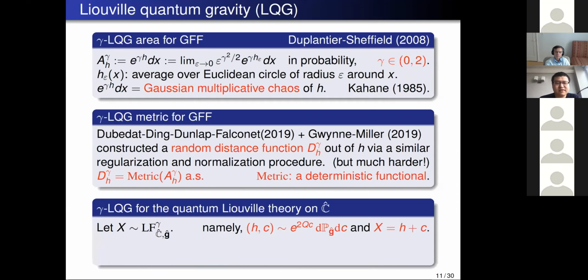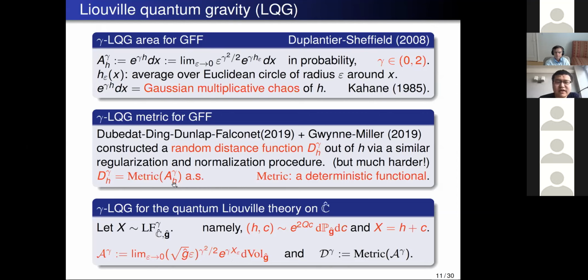Okay, so now let me define the Liouville quantum gravity associated with the quantum Liouville theory. Here, suppose this X is a sample from this Liouville field measure. Namely, we sample this Gaussian free field and this constant according to this measure, and then we just add them up. Then the Liouville measure is defined using this Gaussian multiplicative calculus. Here it is very similar to this guy, but there are some simple twists. And this metric is just defined by the Liouville measure in the same way as how this metric is defined in the Gaussian free field sense.